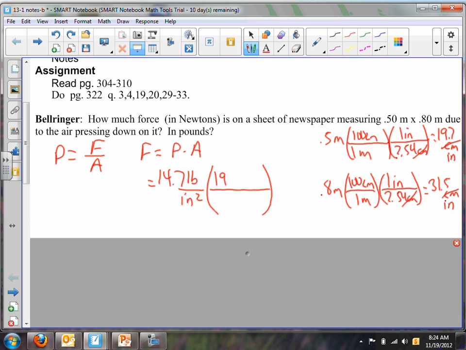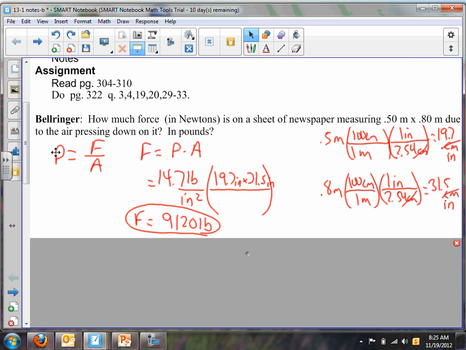Now I can plug in my 19.7 inches times 31.5 inches. Take that times my pressure of 14.7 pounds per square inch, and we end up with a force of 9,120 pounds of air on that small little piece of paper. So it doesn't seem like a lot, but there's quite a bit of pressure surrounding us continually.